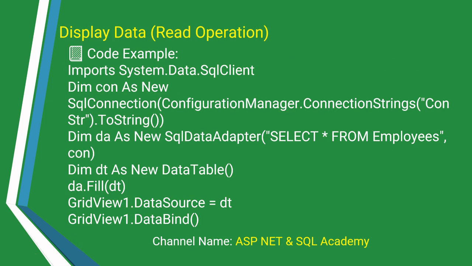To fetch and display data in a grid view, create a connection. Use SQL Data Adapter to run your select query. Fill a data table and bind it to the grid view.